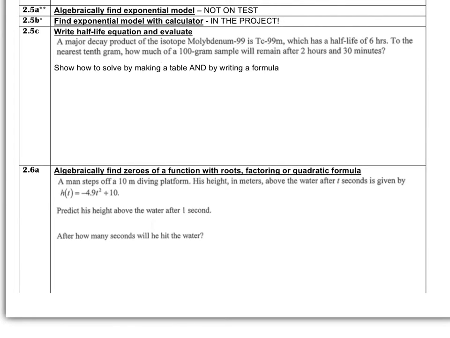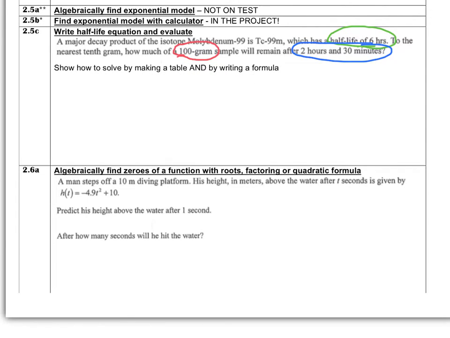So what we have here is a major decay product of the isotope molybdenum-99, which is Tc-99m, as its abbreviation. This has a half-life of 6 hours. So that means it cuts in half every 6 hours. To the nearest tenth of a gram, how much of a 100-gram sample will remain after 2 hours and 30 minutes? So it looks like we're starting with 100 grams, and then you want to know what's left over after this. Now here it says, show how to solve by making a table and by writing a formula.